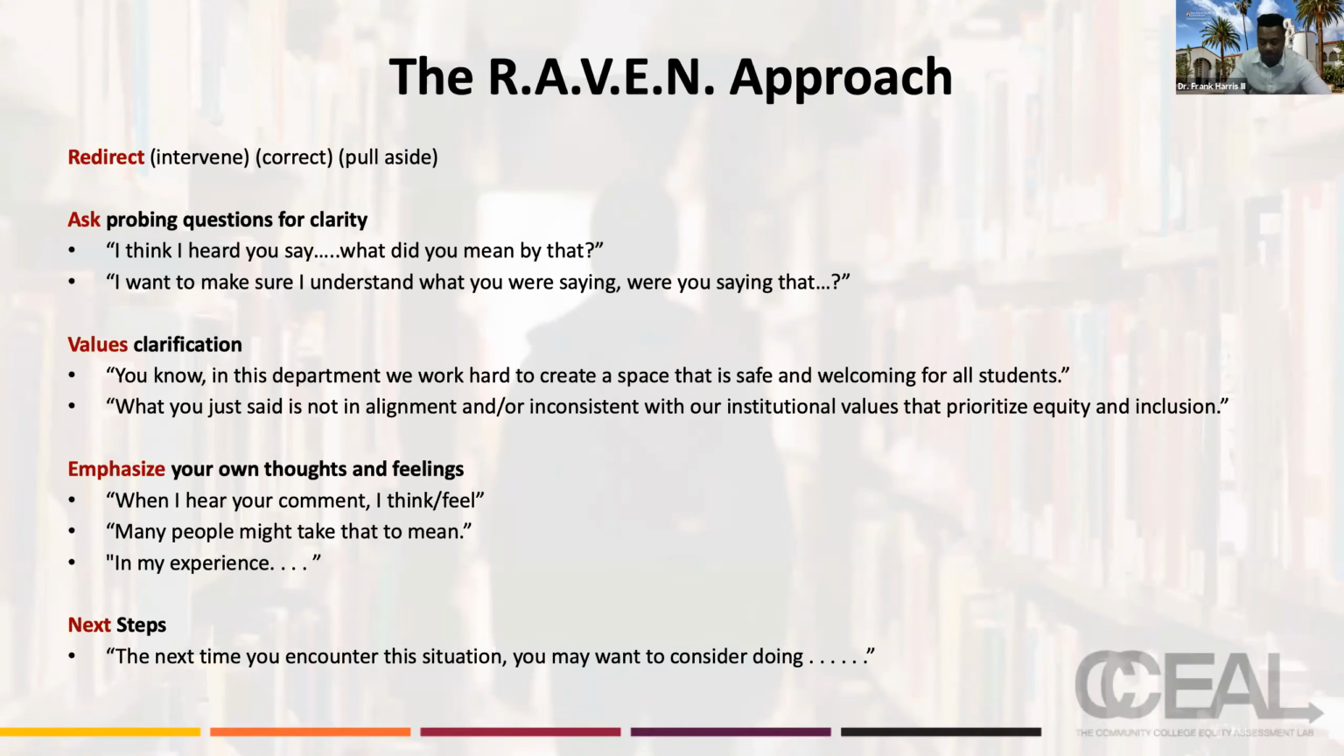Now, keep this in mind. You don't have to follow these steps exactly as they're laid out. The RAVEN is really more of a heuristic framework. It's about guiding your thinking and guiding your action more than it is about following a concrete process. For example, you might engage in values clarification after you express your own thoughts and feelings. Or you might make one statement that accomplishes both things simultaneously. It really doesn't matter what you do first. The key is that you need to be mindful about how you're going to respond and have a set of objectives that you want to achieve in doing so.